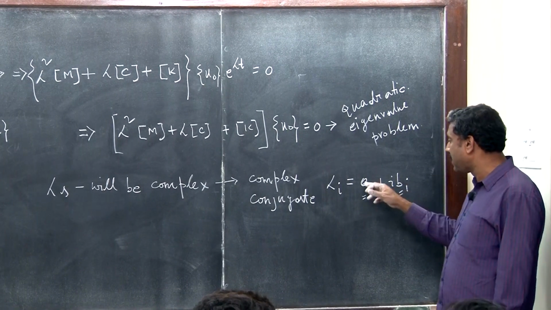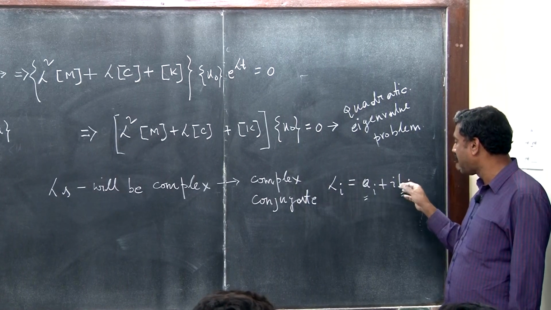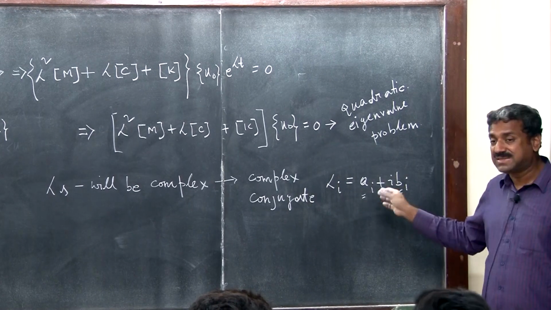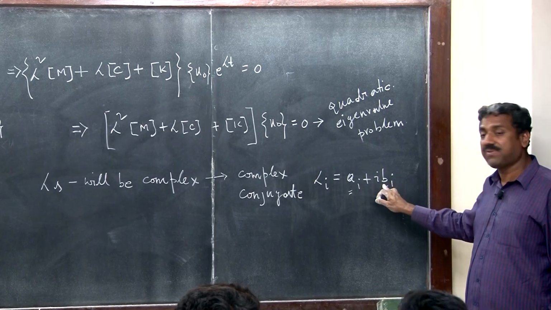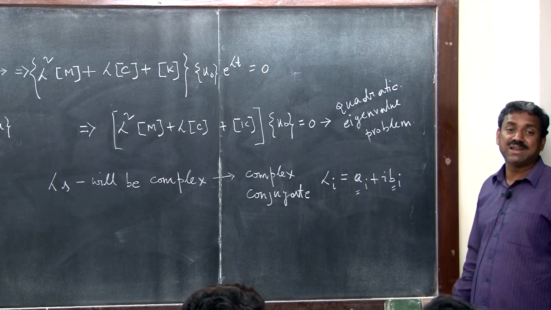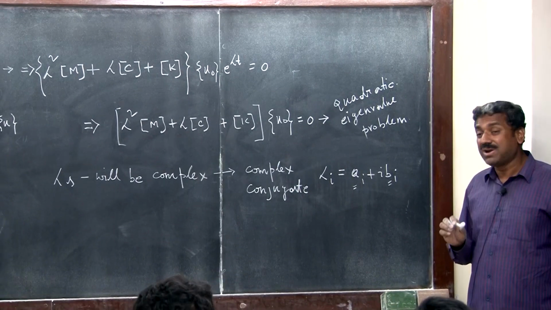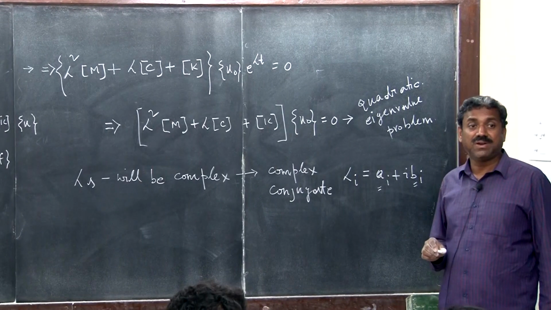Because e to the power lambda t means e to the power a_i t times e to the power i b_i t. And e to the power i b_i t is nothing but cosine plus i sine. So that will contribute to the oscillatory motion. So b_i is associated with the frequency, whereas a_i, the real part, is associated with the damping. You understand what is the role of the real part and what is the role of the imaginary part?